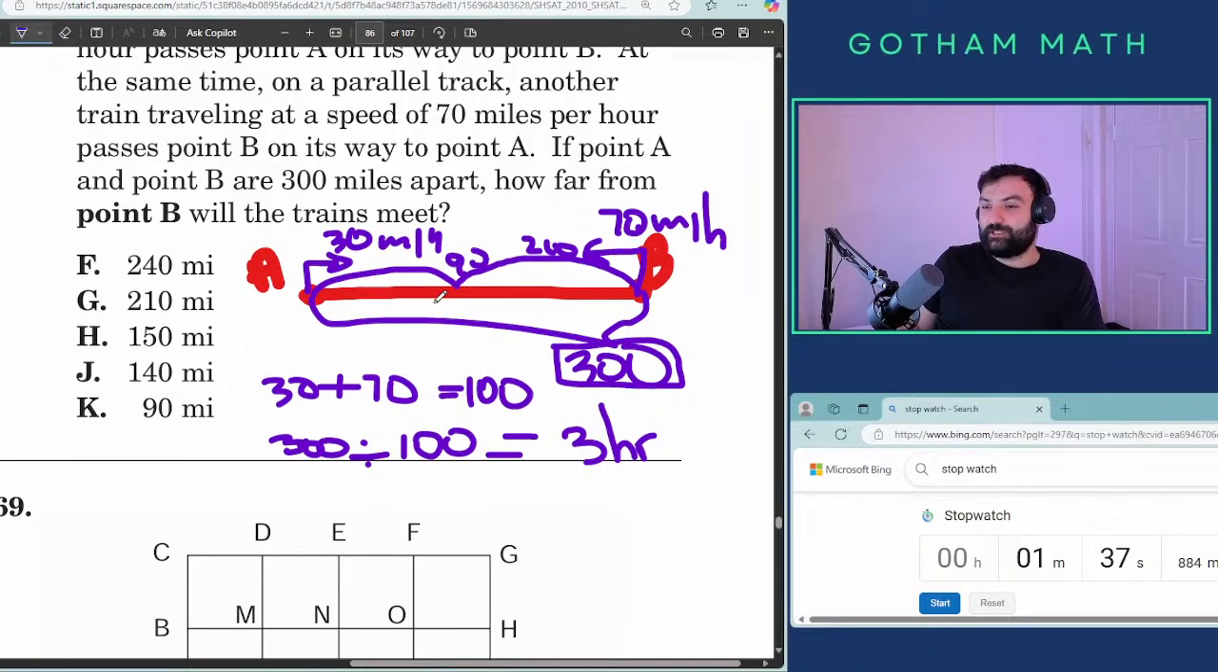So what is the question? How far from point B? How far from point B is this amount? It's 210 miles. The answer is G. So this is how it works.